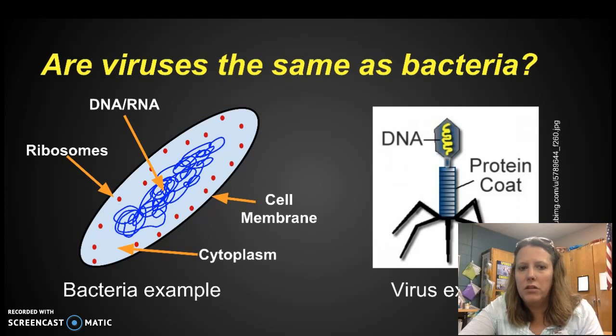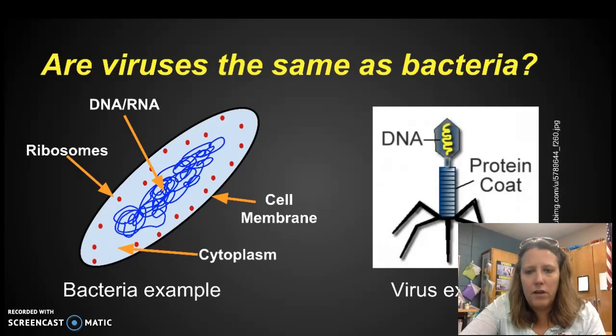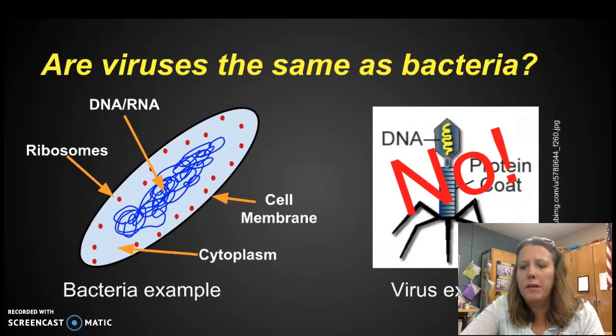Viruses are much smaller. So bacteria is an actual cell with a cell membrane, cytoplasm, ribosomes, and DNA. Virus is much, much smaller, and it doesn't have a cell membrane or cytoplasm. Sometimes it doesn't even have DNA, and it definitely doesn't have ribosomes. So a virus is not a bacteria. It's something different. We'll learn more about those later in the week.